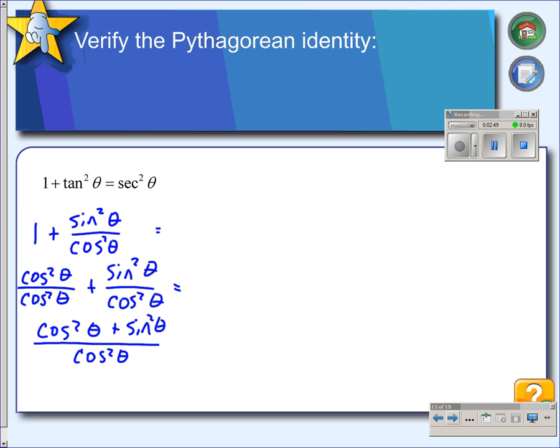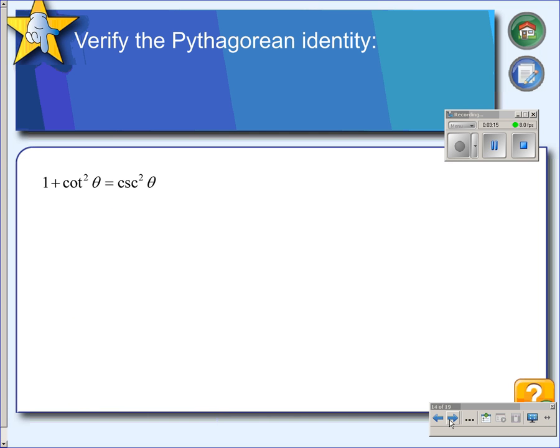From the previous page, we know that cosine squared theta plus sine squared theta equals 1. So we have 1 over cosine squared theta. And one of our basic identities says that 1 over cosine squared is equal to the secant squared. So we have just verified that identity. Okay, here's another similar one. I'm not going to take the time to do this one. You can try this one on your own.